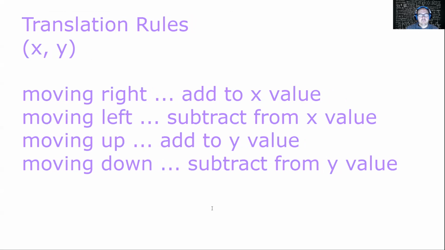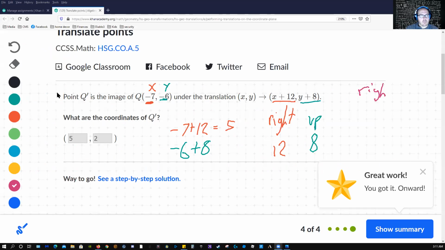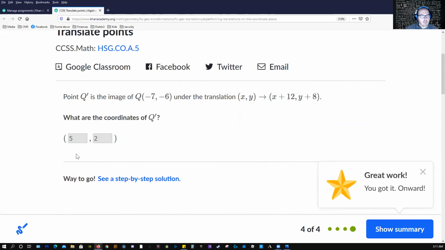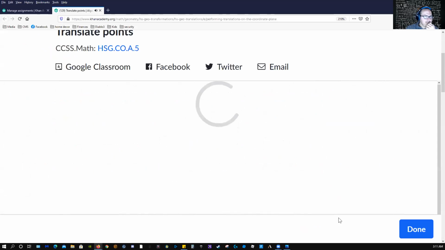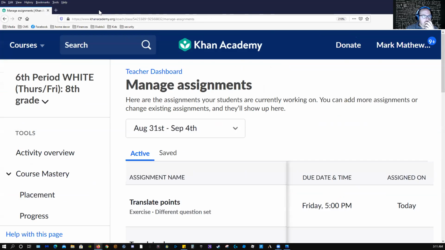Okay? All right, so if you need to go back and watch, please do so. If you need to pause and write this down, please do so. These are the basic rules for translations. When we're moving the object or moving the dot or whatever, left, right, up, and down. That's basically it. And that'll get you to that one.